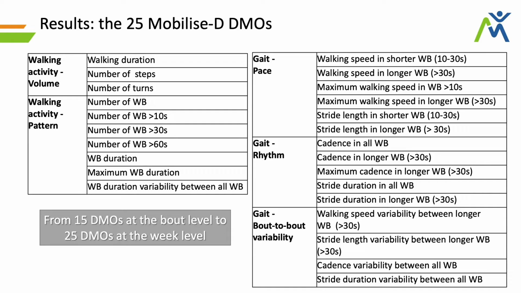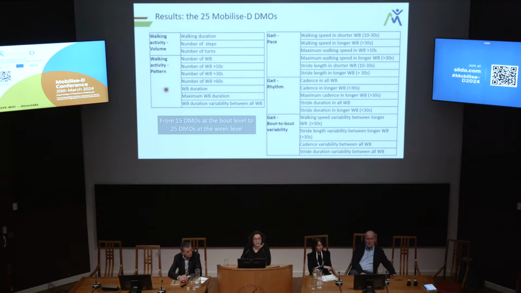These DMOs are classified in two big groups, walking activity and gait DMOs. Within walking activity, we have volume DMOs, walking duration, number of steps, number of turns, and pattern DMOs, number of bouts of different durations, bout duration, maximum duration, and walking bout duration variability across bouts. In the gait DMOs, we identify pace, rhythm, and bout-to-bout variability.